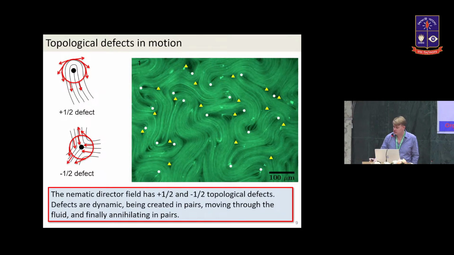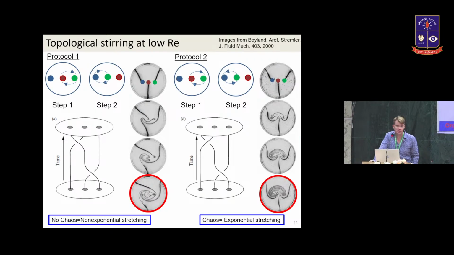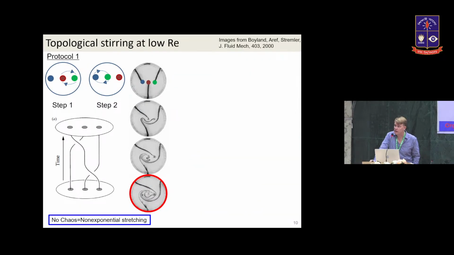And I'm going to take a little bit of a detour and talk about topological stirring at low Reynolds number. Low Reynolds number means we're thinking about systems that are either very, very viscous, like imagine a vat of honey or a vat of very viscous paint or tar, or they're at very small scales, like microfluidic systems are also at very low Reynolds numbers.